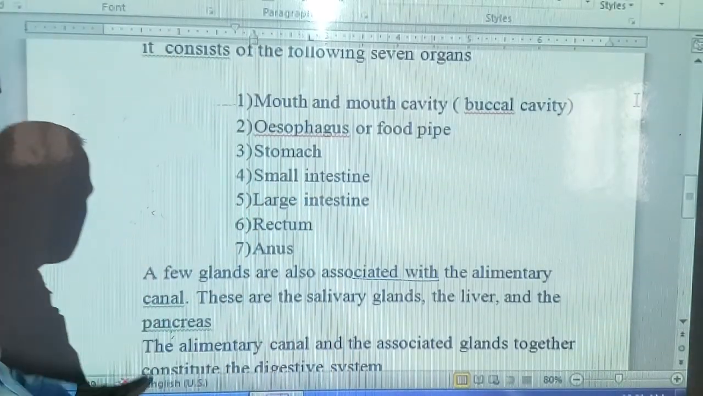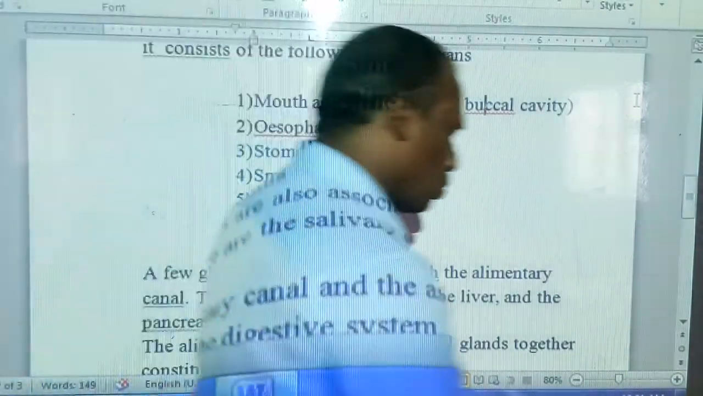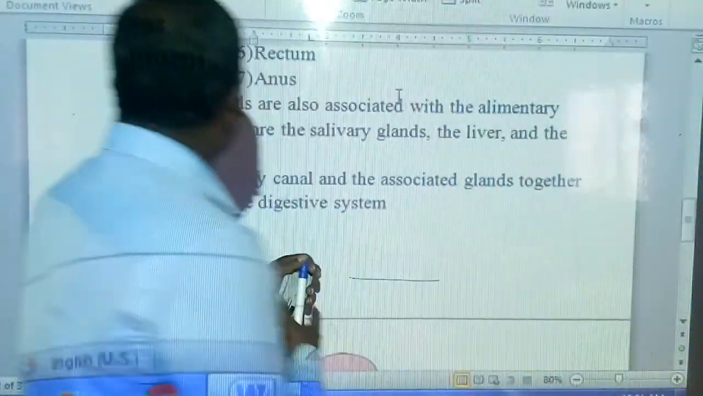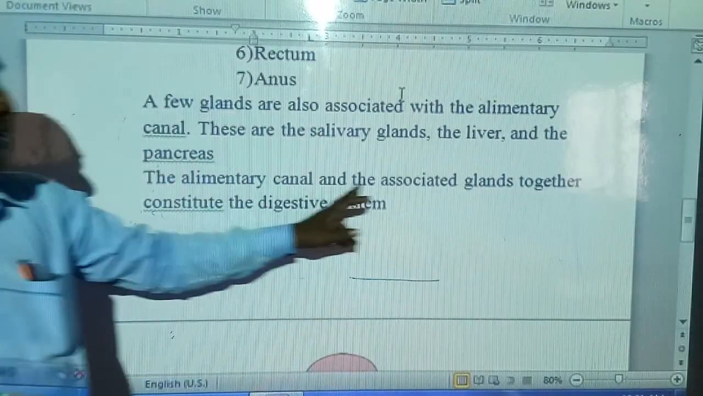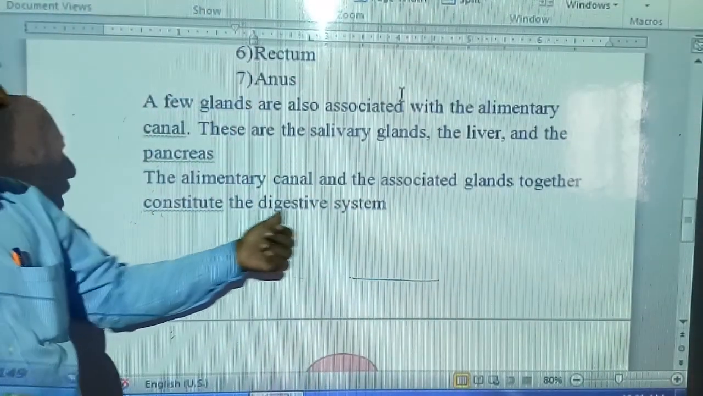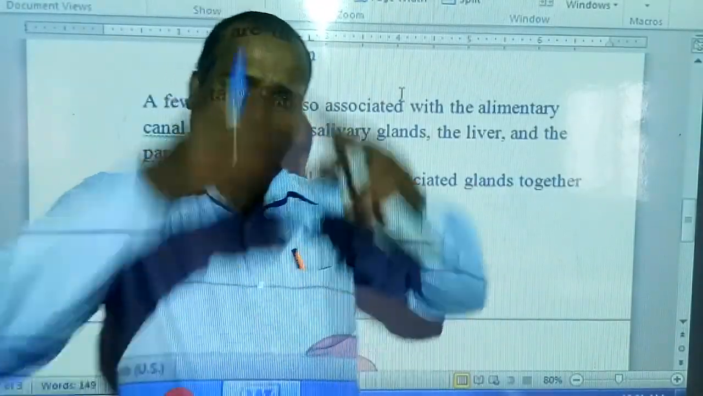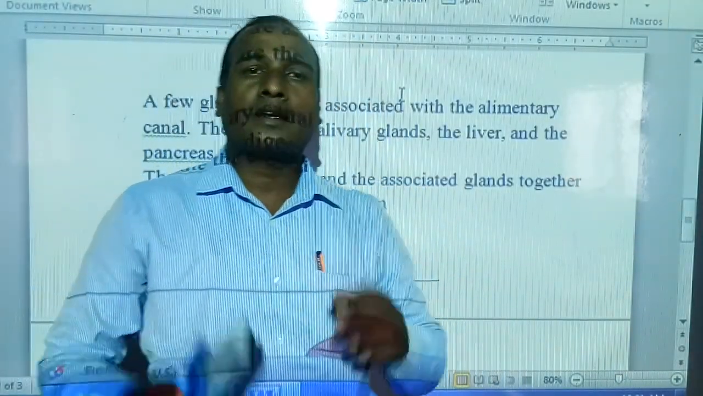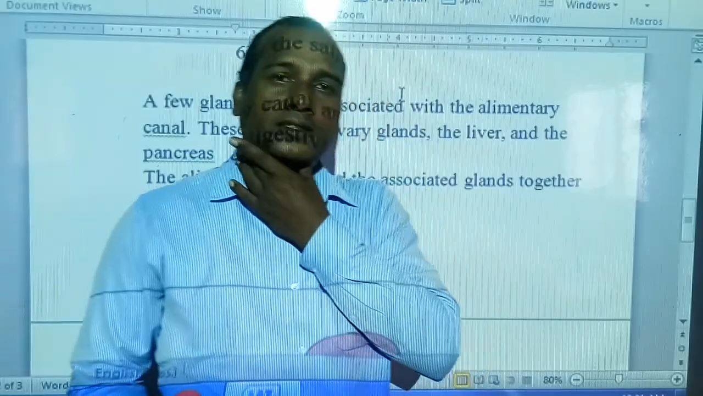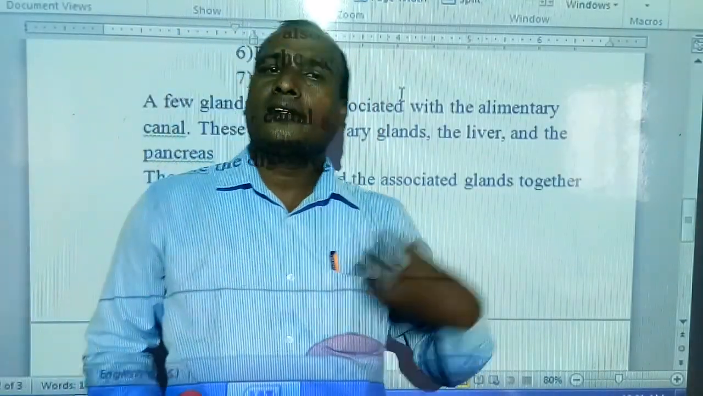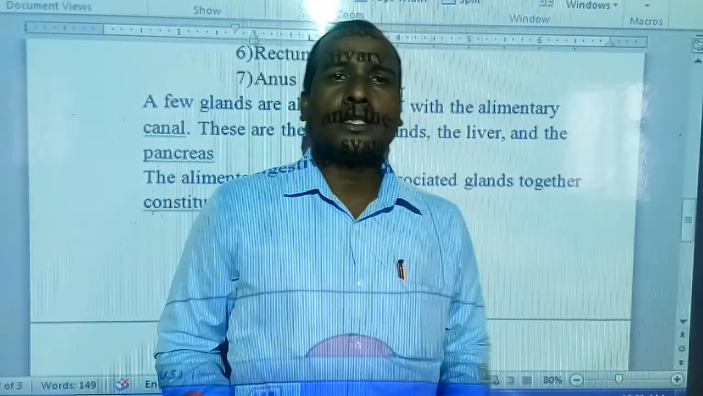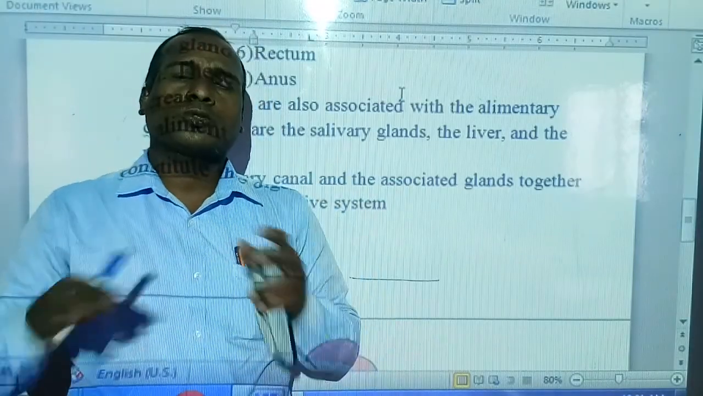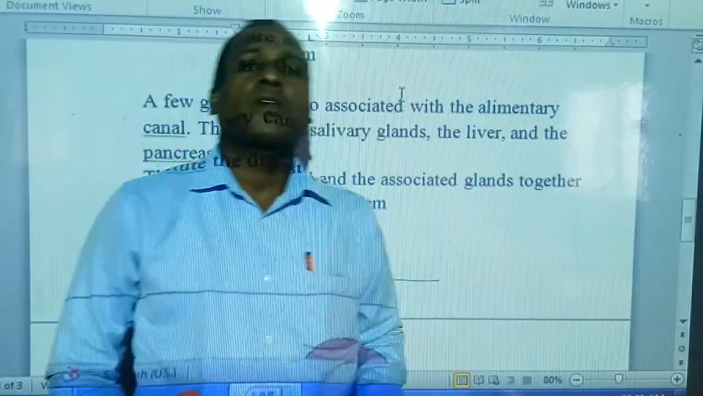Okay friends, the alimentary canal and the associated glands together constitute the digestive system. Digestive system means what? The alimentary canal, that means these 7 organs, with these 3 glands, that means the salivary glands, pancreas and liver. All of this together is called the digestive system. These 7 organs with these 3 glands help to digest, so the total system is called the digestive system.